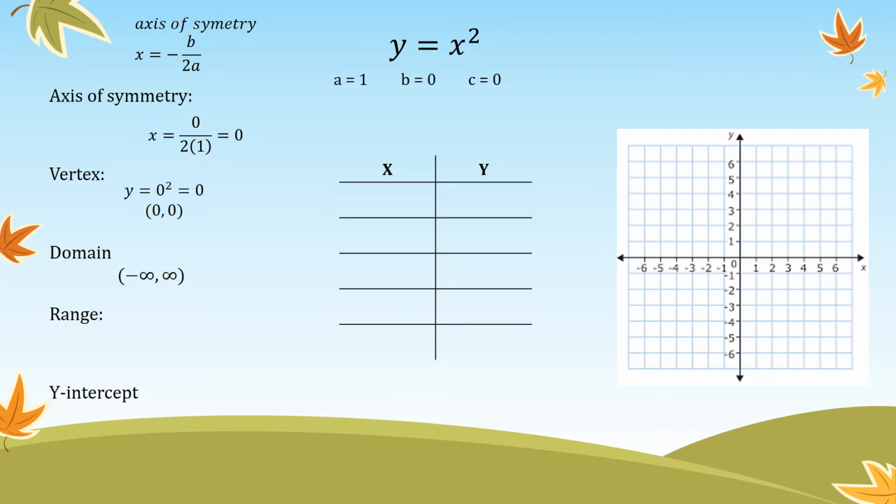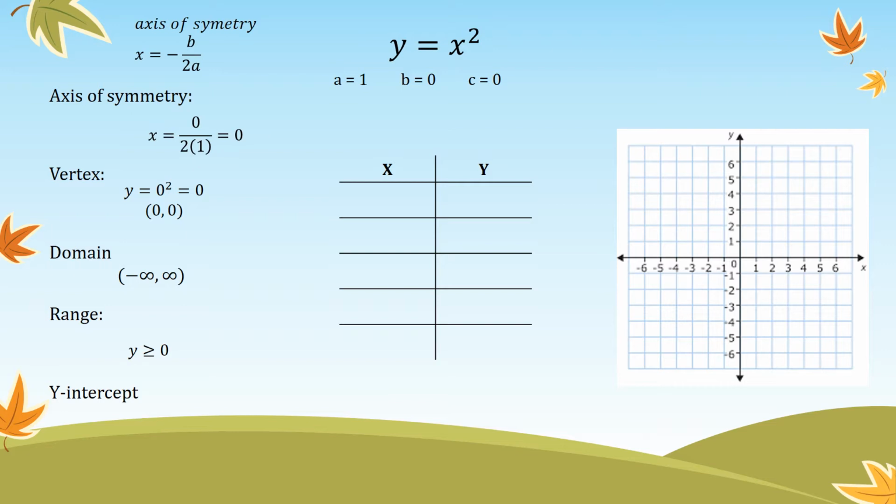Now, to find the range, it may be helpful to graph this function. But notice the y-coordinate of the vertex is 0, and because A is a positive 1, we know it opens upward. The vertex is going to be a minimum. So the smallest y value is going to be 0.